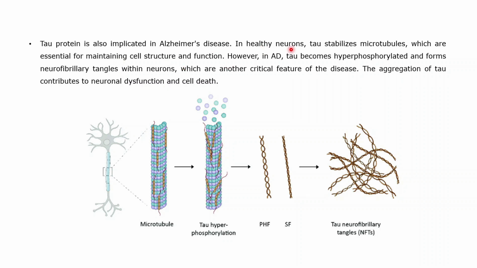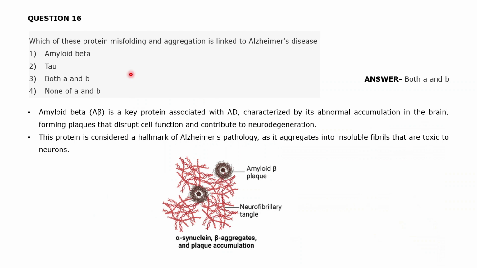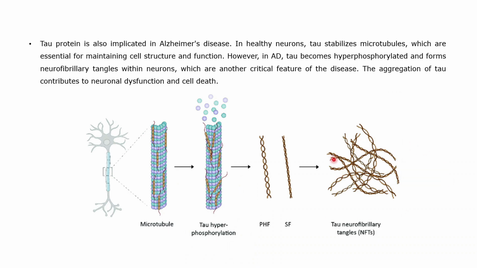However, in case of Alzheimer's disease, these tau proteins get hyperphosphorylated, and this leads to neurofibrillary tangles. In this case also you can see the formation of neurofibrillary tangles. So tau gets hyperphosphorylated, and this forms neurofibrillary tangles within the neurons, which in turn leads to neuronal death because of the aggregation of tau, and this leads to disease conditions like Alzheimer's or Parkinson's or other neurodegenerative diseases. So this is just a brief mechanism of how protein accumulation happens and leads to cell death.